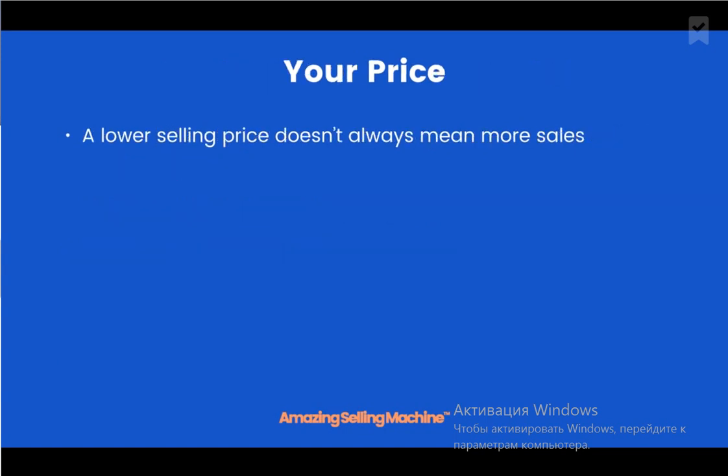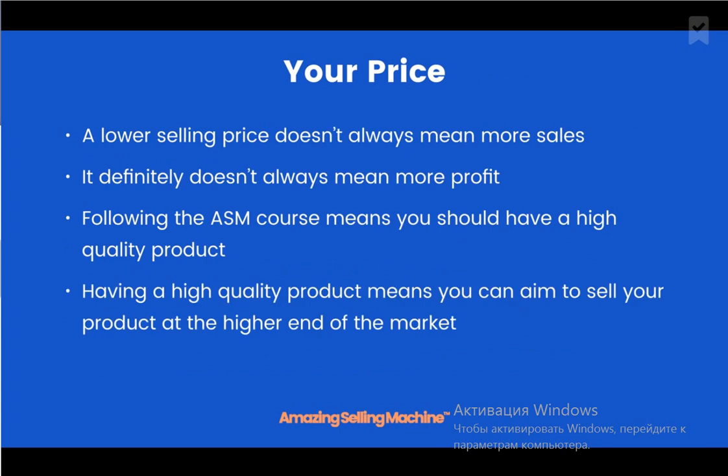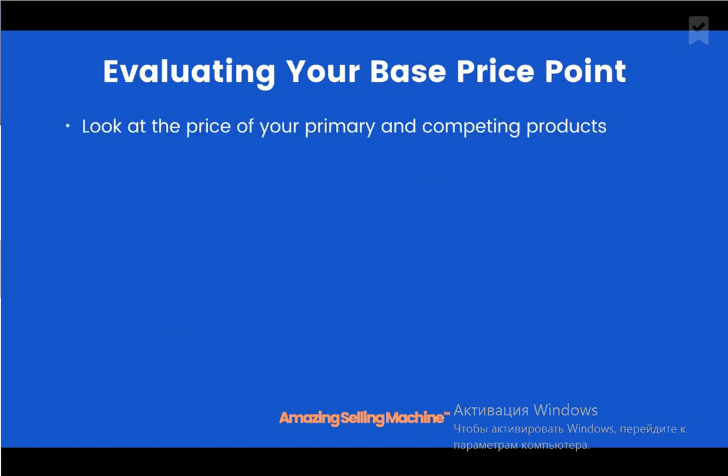A lower selling price doesn't always mean more sales, and it definitely doesn't always mean more profit. Following the ASM course means you should have a high quality product. Having a high quality product means you can aim to sell your product at the higher end of the market, evaluating your base price point. Look at the price of your primary and competing products. In addition, how does your product compare to theirs?